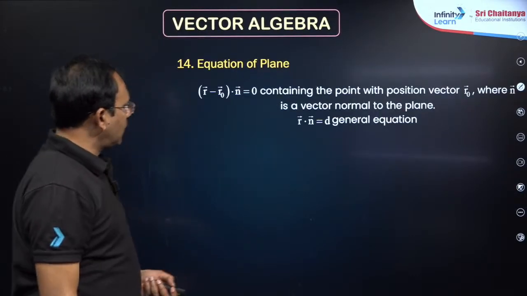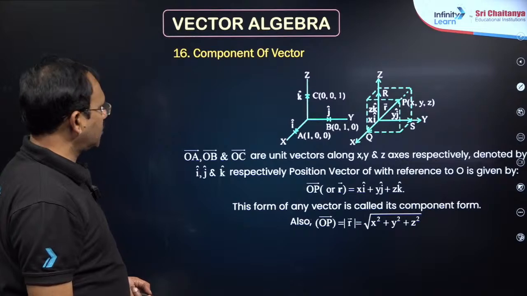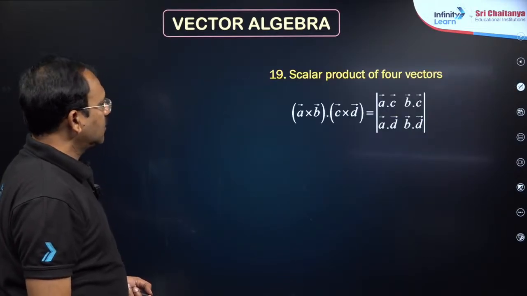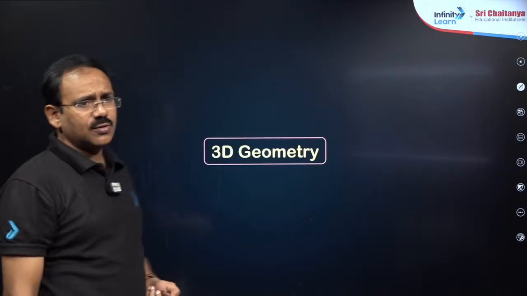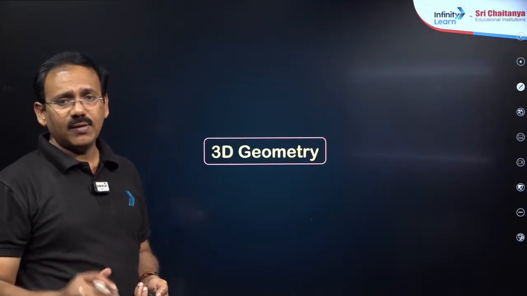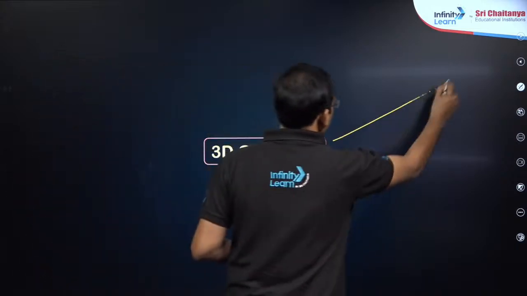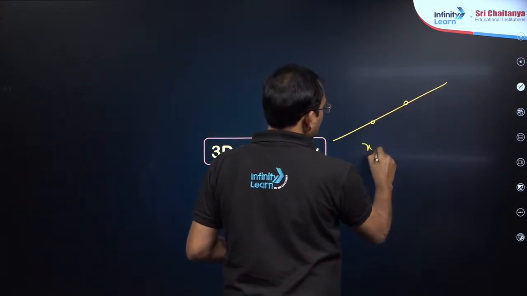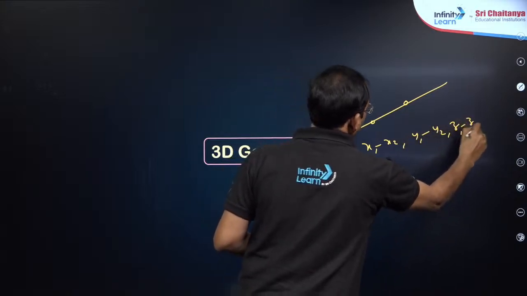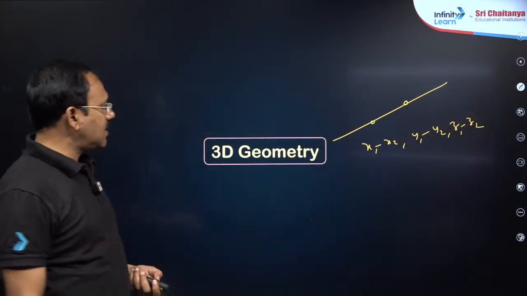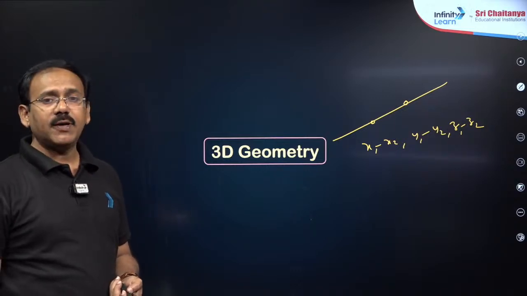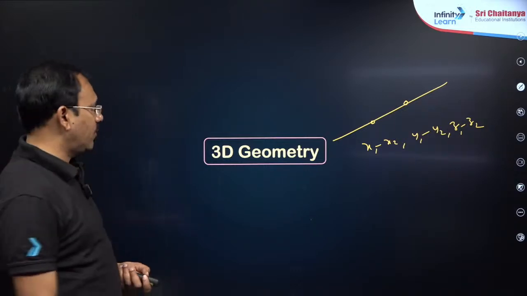The next, equation of a plane I have covered already. Projection, component of a vector, vector joining 2 points, section formula, scalar product of 4 vectors, these are not so important. In 3D geometry, my dear friends, the same distance formula and section formula apply. If 2 points are given on a line, how to find the DRs: x1 minus x2, y1 minus y2, z1 minus z2, this is the point. And dear students, if two lines are parallel, DRs will be in proportion, and if perpendicular, the dot product of the DRs must be 0, my dear friends.